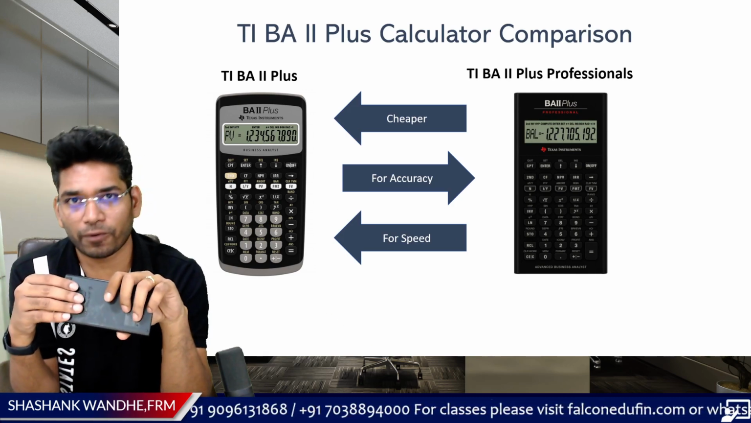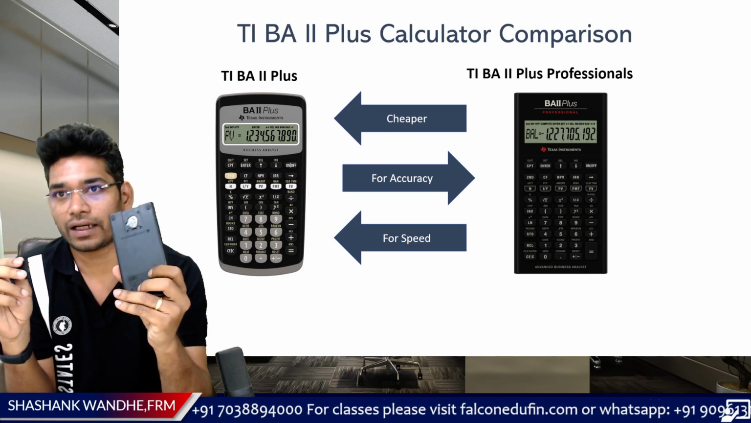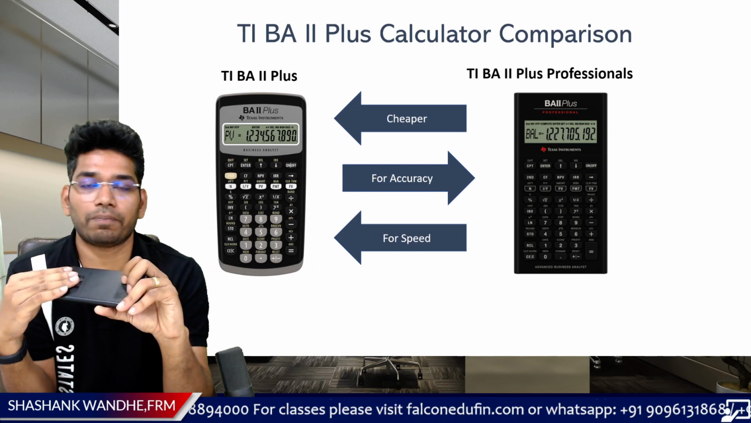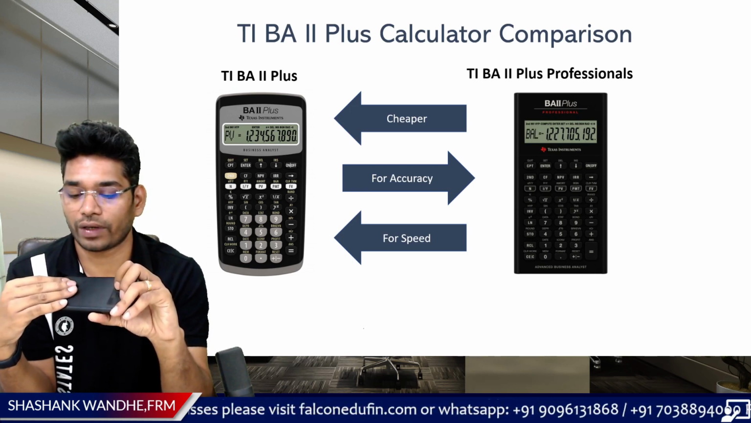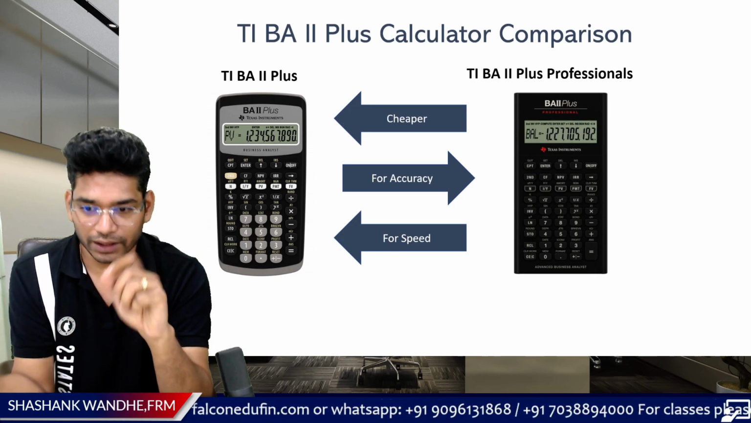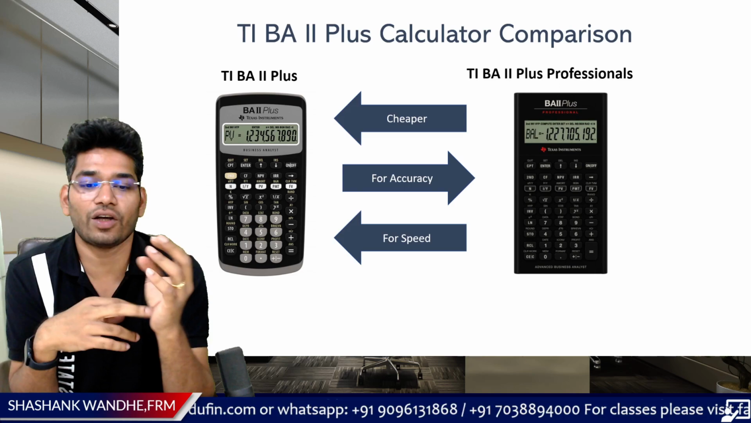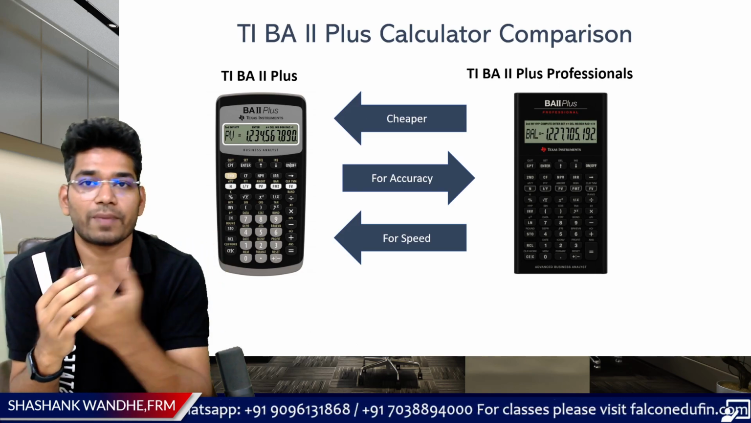So in a professional version, you can replace the battery very easily like this, but on the plus version you can't do this. You have to unscrew the body of the calculator and then you can replace the battery. Okay, now here, does this mean you have to go for the professional only because it has a better build quality and you can replace batteries easily?